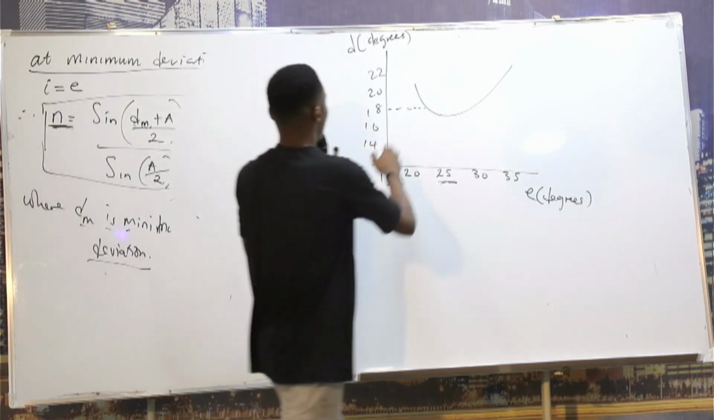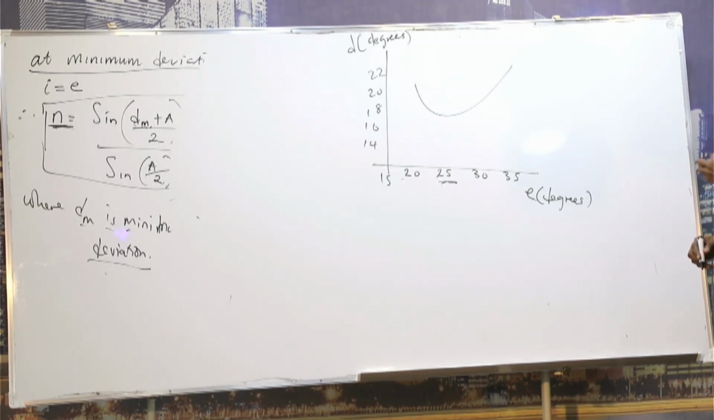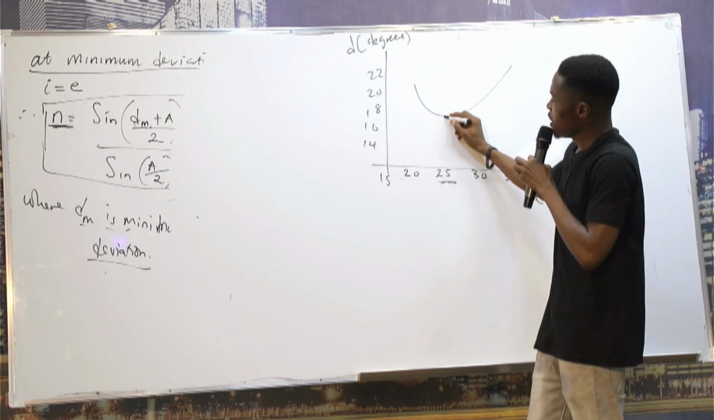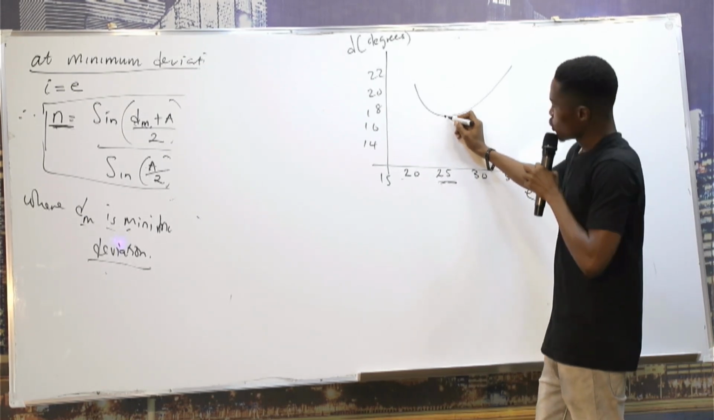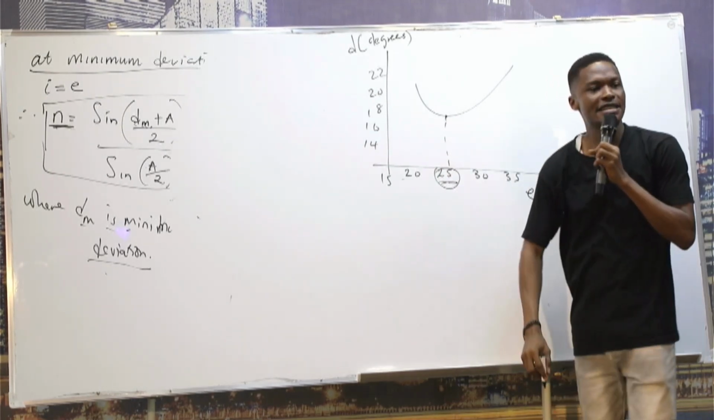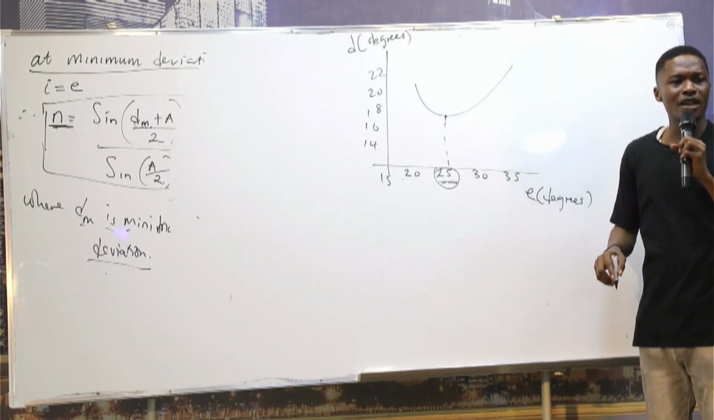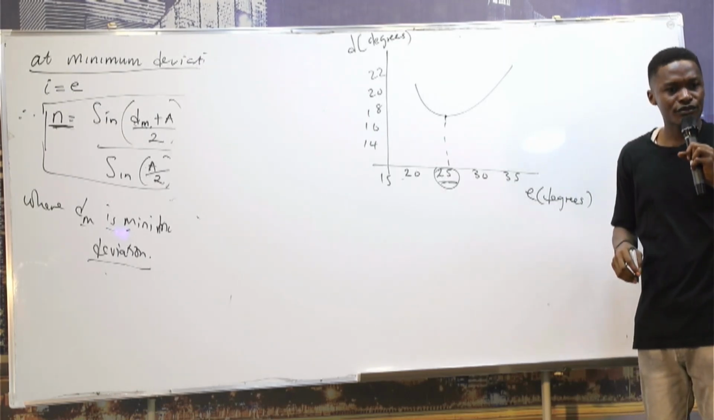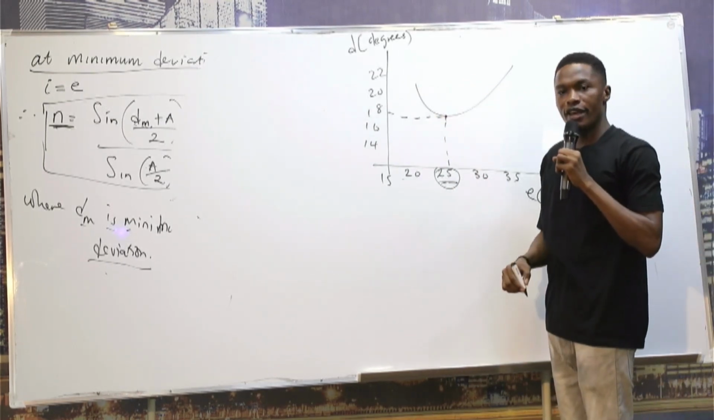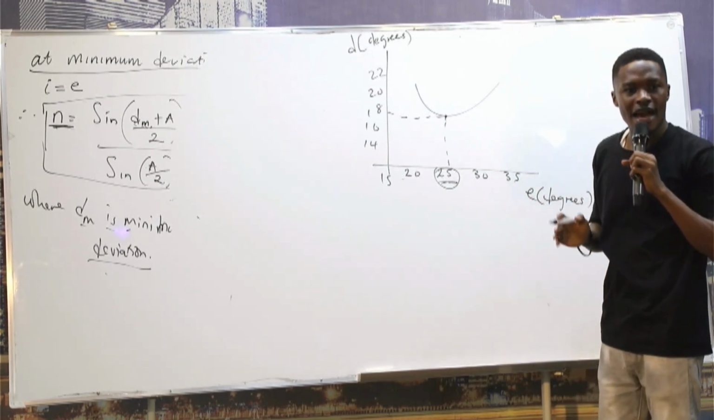Now, what is the answer to the question, class? Is it 25? Because at this point, this is the minimum point of the curve, right? So from here, if I trace down like this, the angle of incidence that gives me the minimum deviation is 25. What if the question was, what is the angle of minimum deviation? From here, I trace it like this, up here, it is 18.